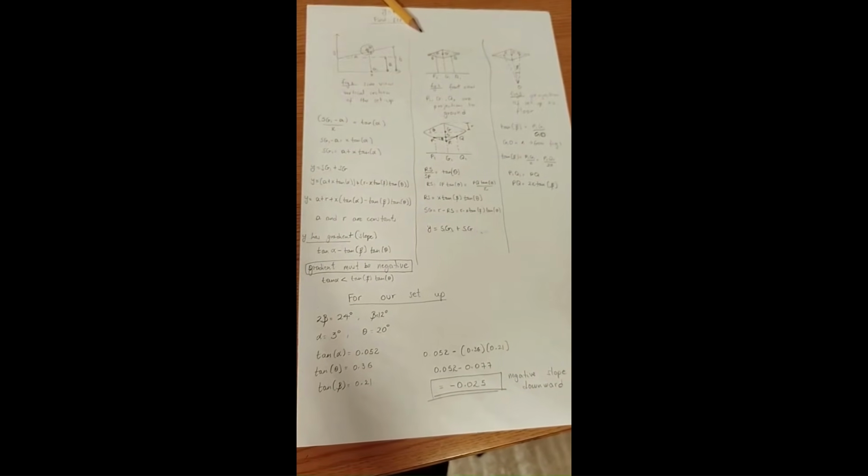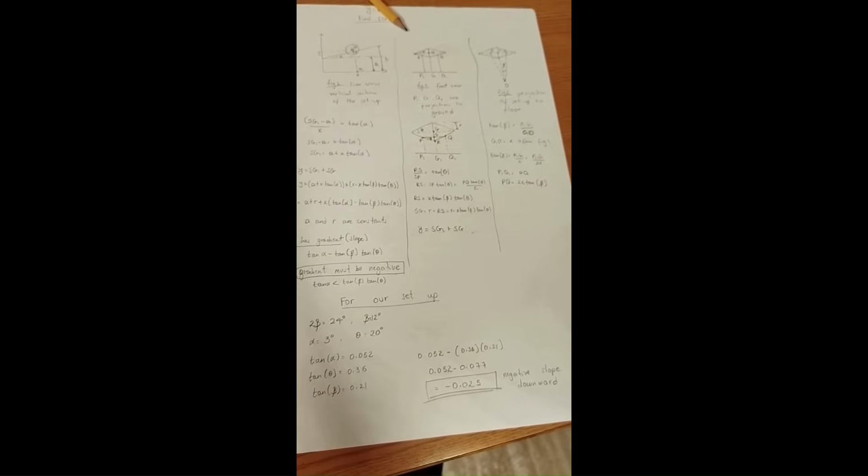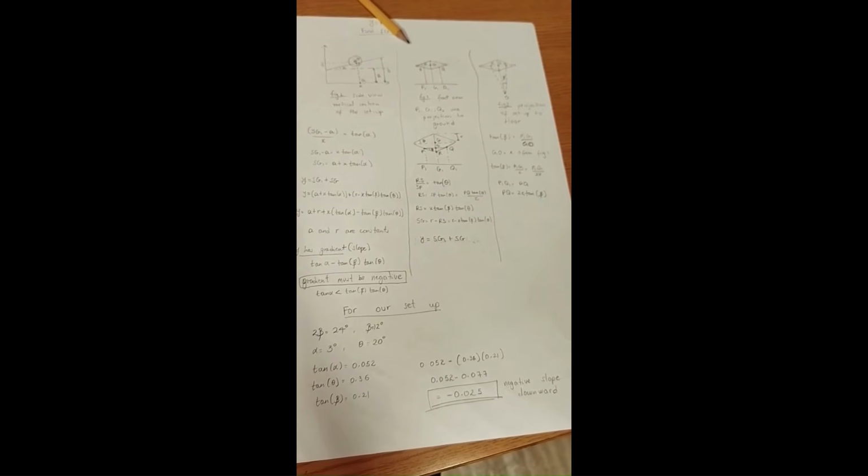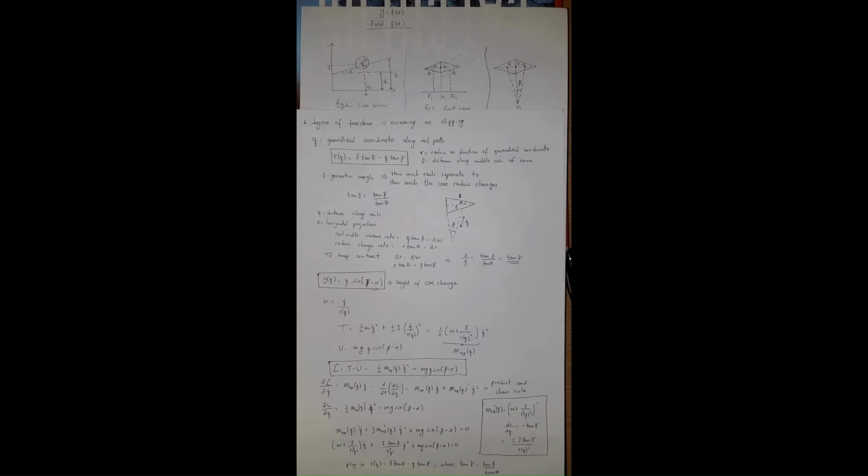I measured the 3 angles of my setup, and as you can see here, we got the result to be negative, negative 0.025. This indicates that tan alpha is less than tan beta multiplied by tan theta, and that is all the conditions we need to meet to make sure that our double cone is going to be rolling uphill.